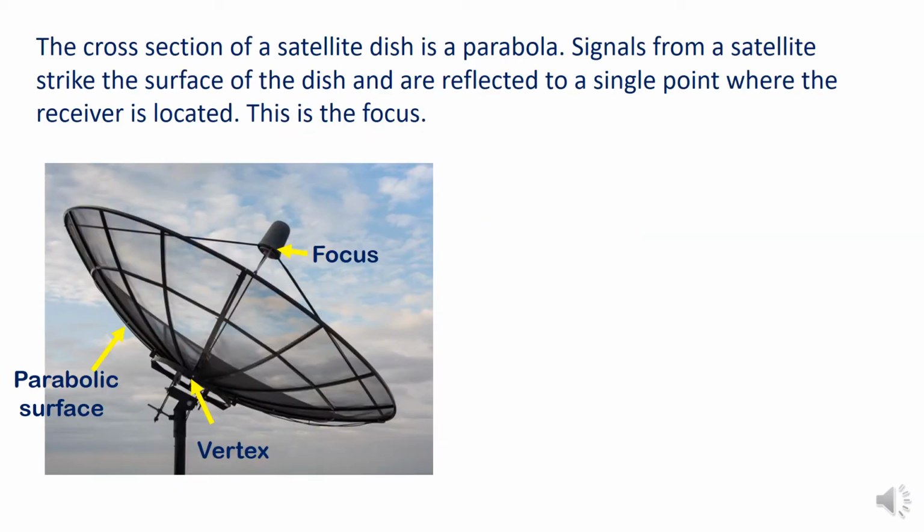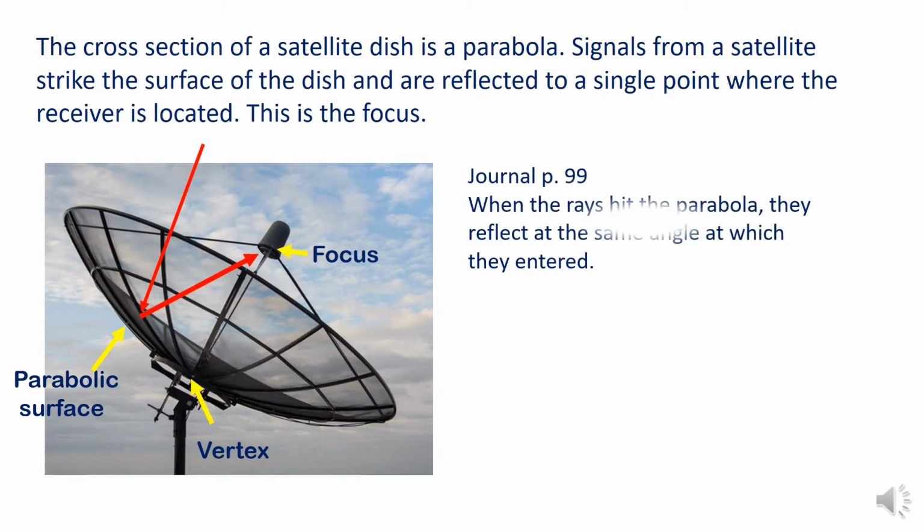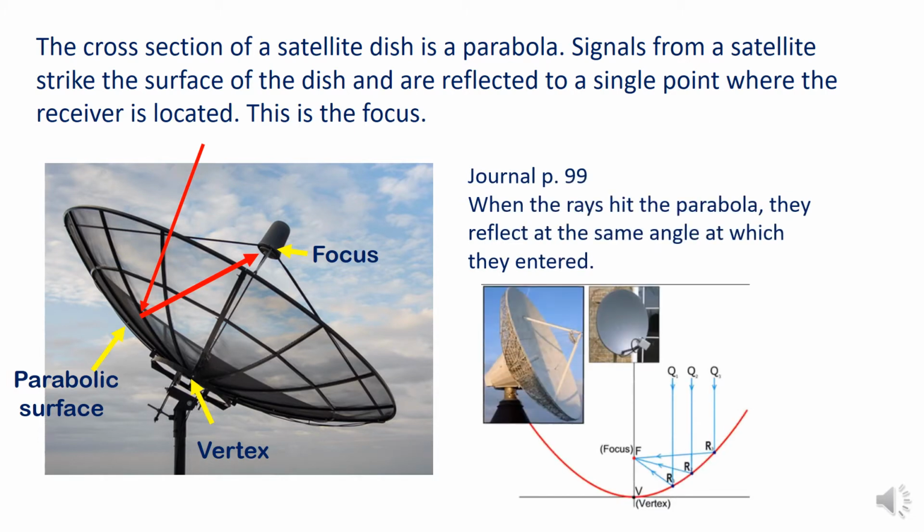The cross-section of a satellite dish is in the shape of a parabola. Signals from a satellite strike the surface of the dish and are reflected to a single point, where the receiver is located. This is the focus. When the rays hit the parabola, they reflect at the same angle at which they enter. This means that this angle matches this angle. Notice we're taking the angles from the ray against the parabola, okay?